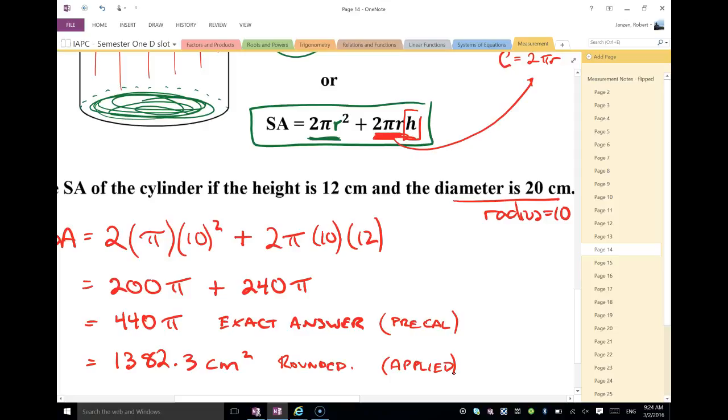So there's how to find the surface area of a triangular prism and a cylinder.